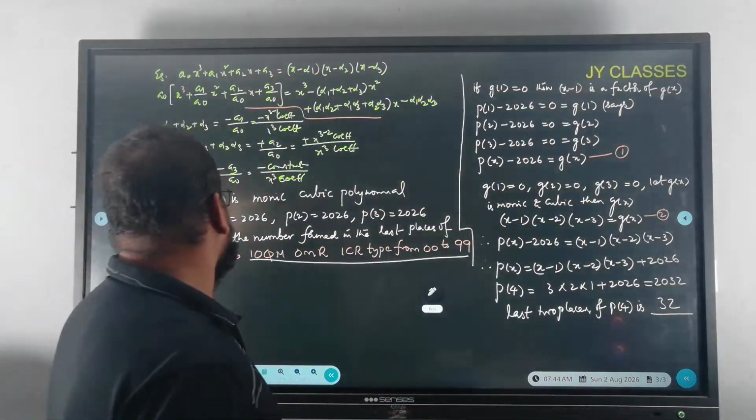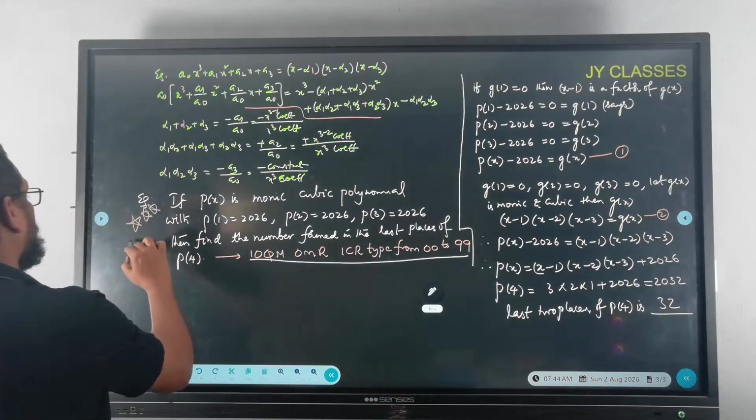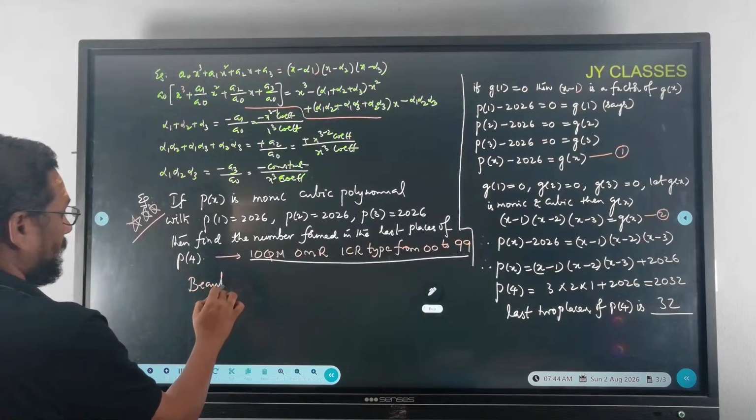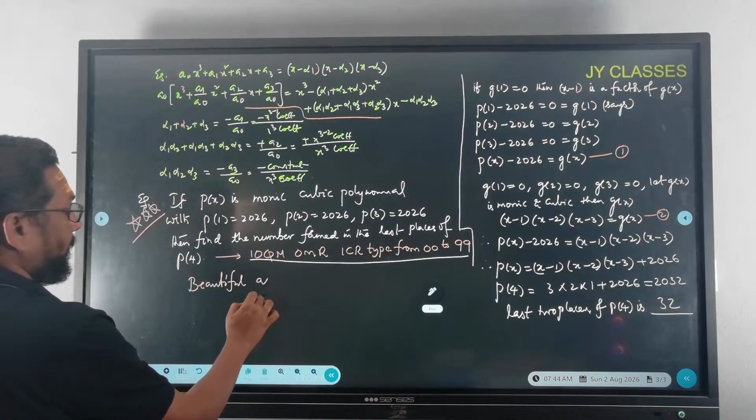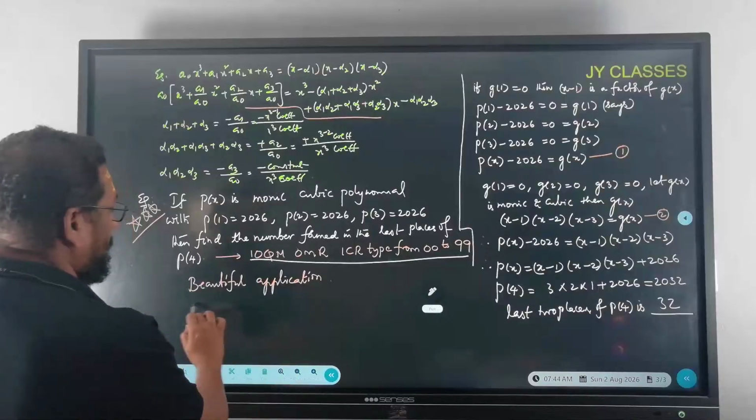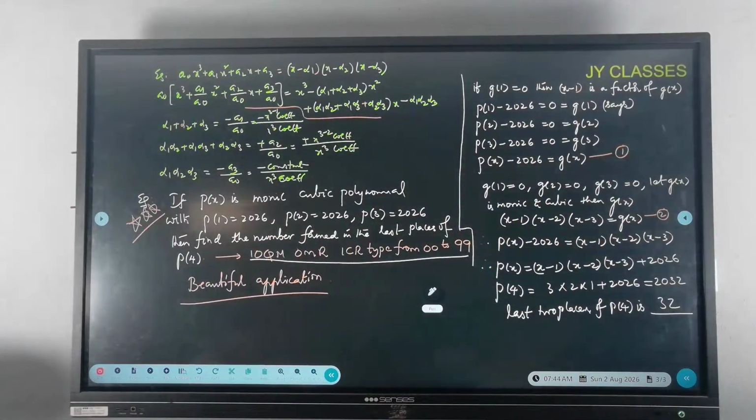చాలా చాలా చాలా బ్యూటిఫుల్ క్వశ్చన్ ఇది. Beautiful application. Make it fast. Make it fast.